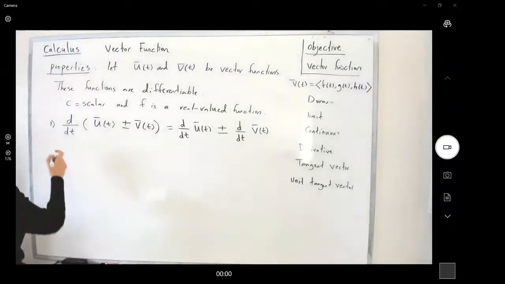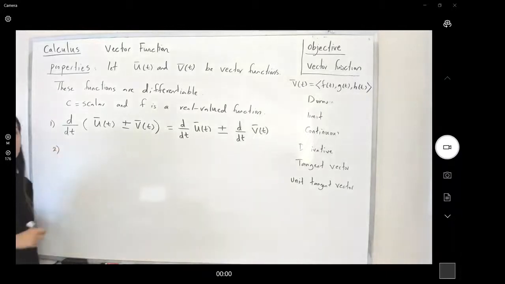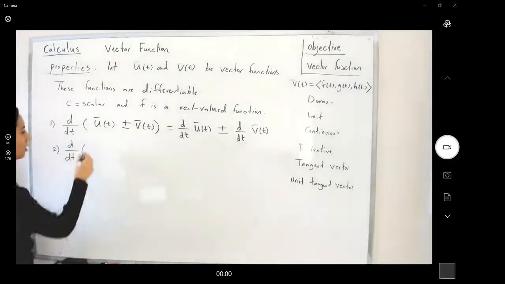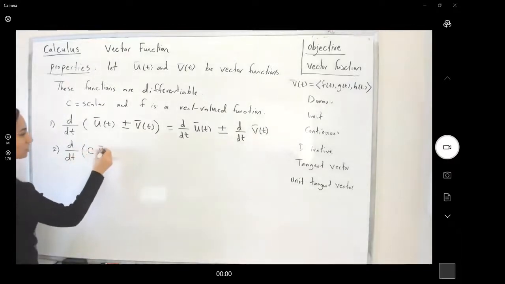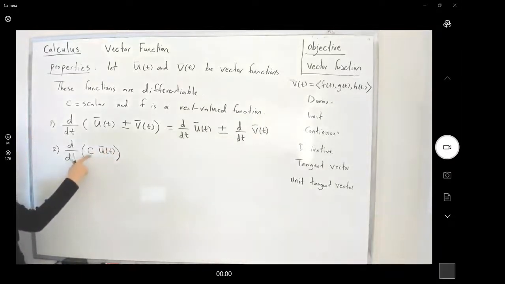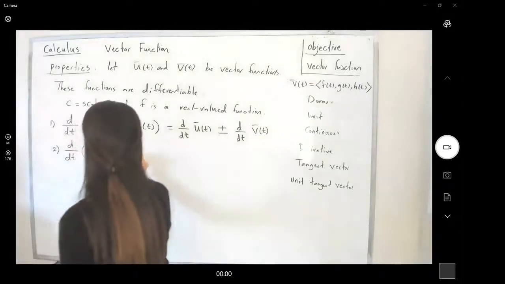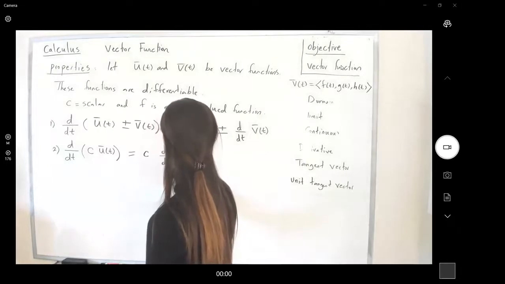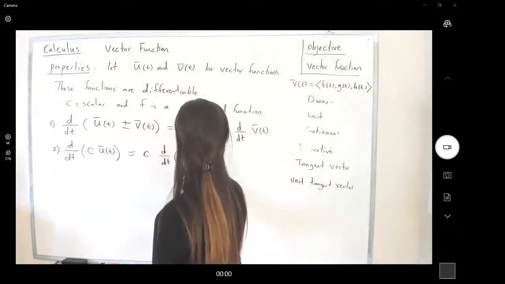So what if you have the product of a scalar or a constant with your function and you want to find the derivative of c times u of t? In this case, you can just take this constant and write it in front of the differential: c times the derivative of your vector valued function.